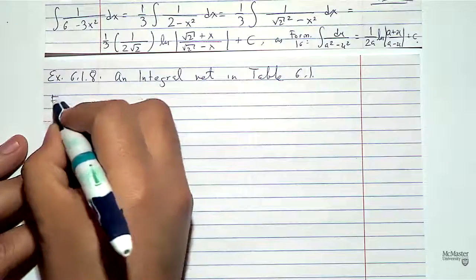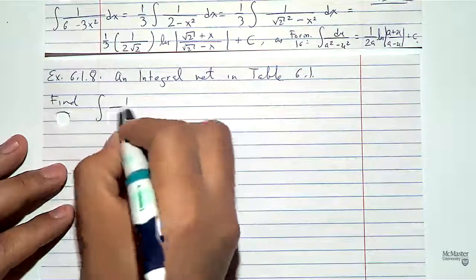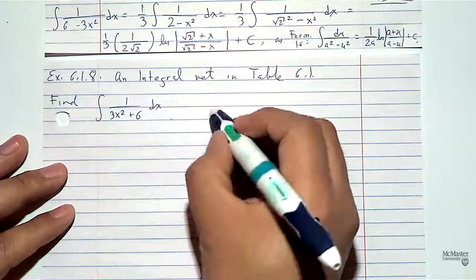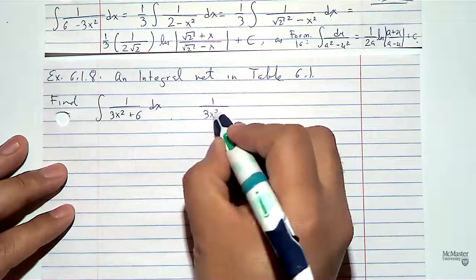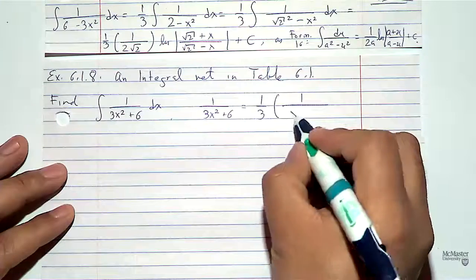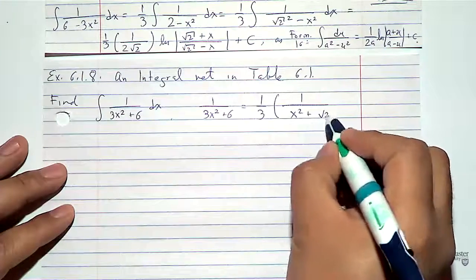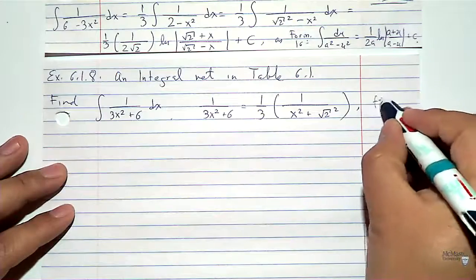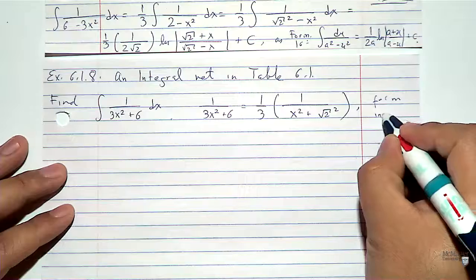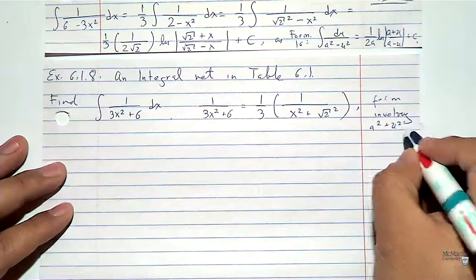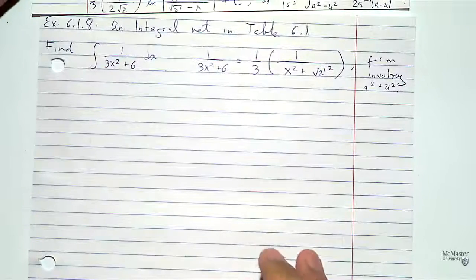So, if you look to find the integral of 1 over 3x squared plus 6 dx, you can factorize again the 1/3. Then you have x squared plus the square root of 2 squared, because I have found the 2. So this is a form involving a squared plus u squared.